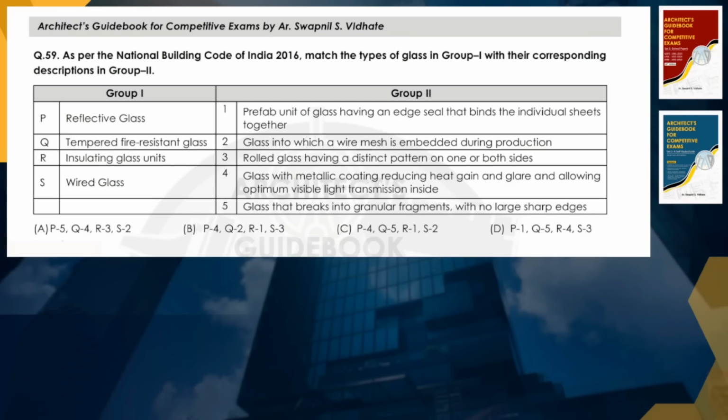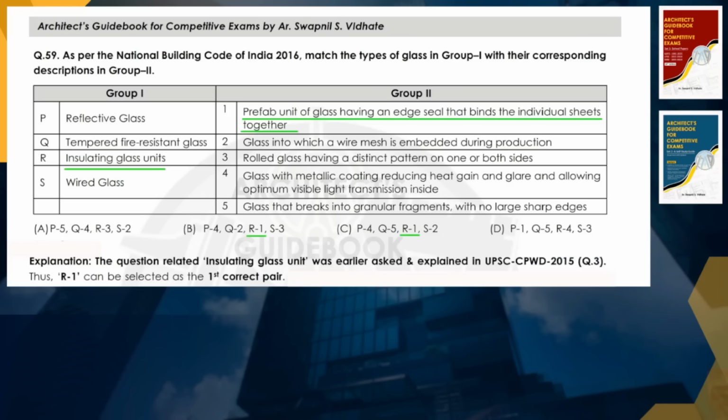Question 59, as per National Building Code of India 2016, match the types of glass in group 1 with their corresponding descriptions in group 2. In group 1, they have mentioned the types of glasses. In group 2, they have mentioned the descriptions. We need to identify the correct pairs from these given four options.